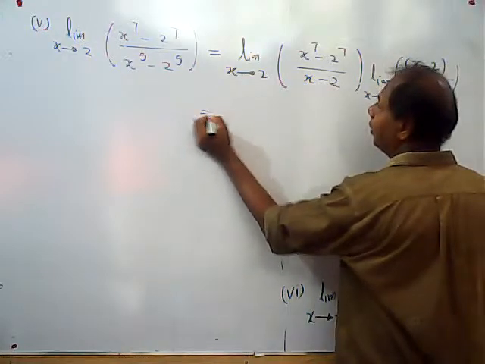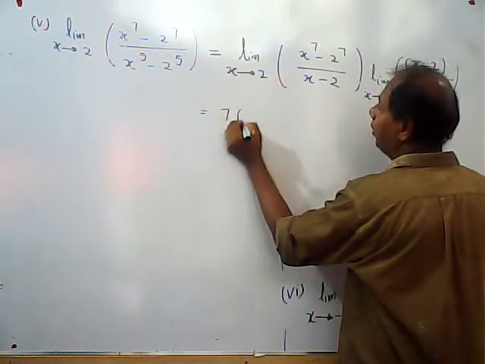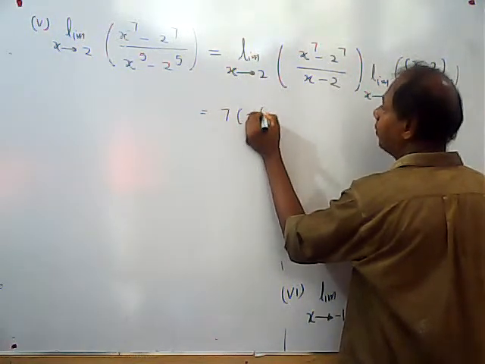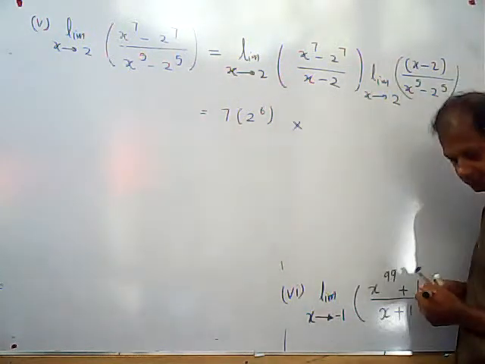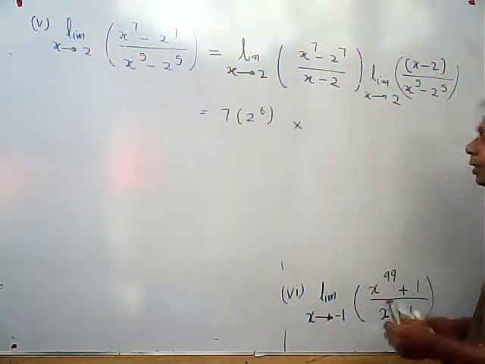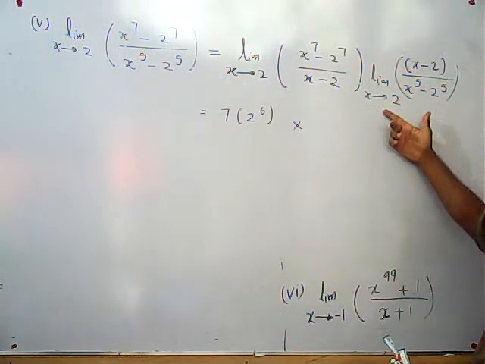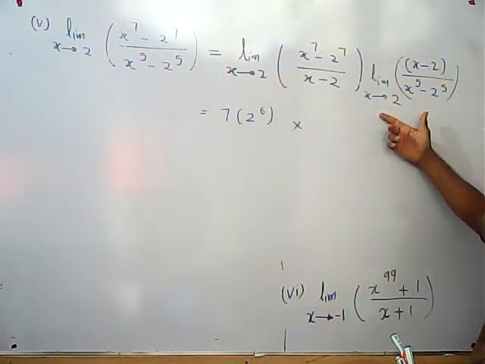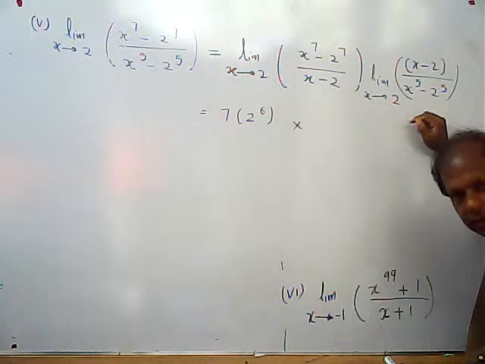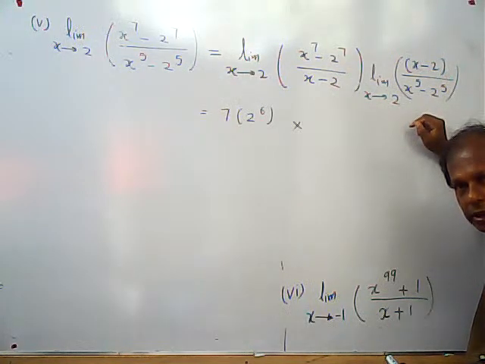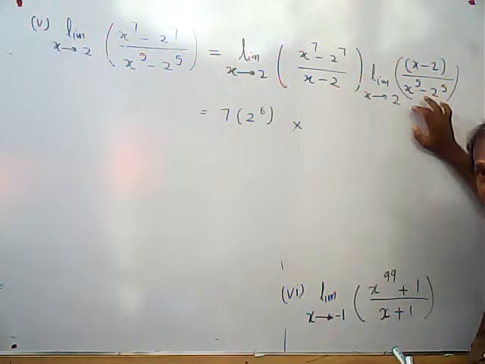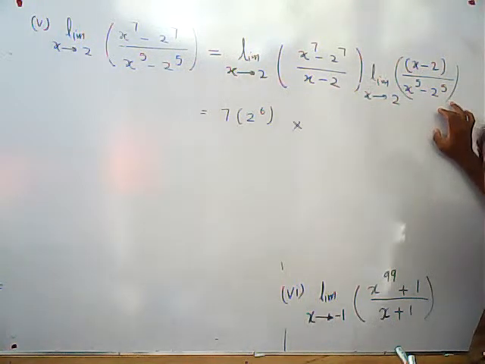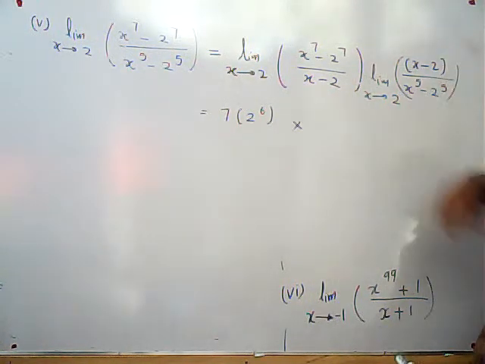This gives n minus 1, that is 7 into 2 to the power 6. And look at the other part. This one, it's not exactly the way we like to see it. x minus 2 divided by x to the power 5 minus 2 to the power 5. You would like to see it turned upside down.